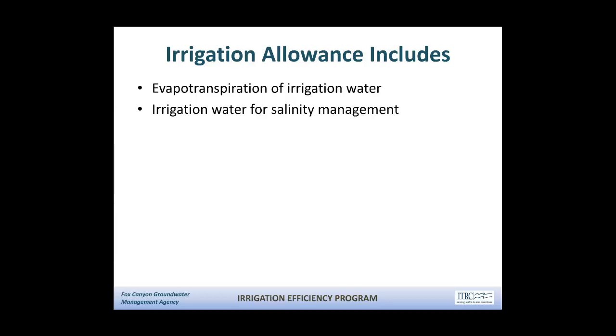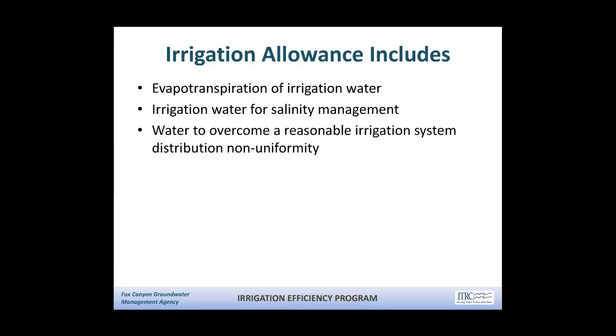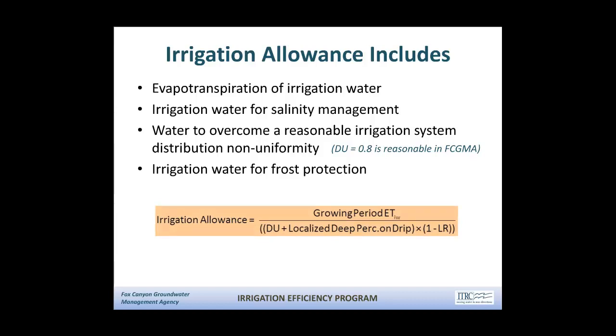The irrigation allowance also takes into account the water needed to overcome a reasonable irrigation system distribution non-uniformity. A reasonable uniformity value in the GMA is about 0.8. Additionally, the allowance includes any water needed for frost protection, which is the water that has to be applied during the winter when the plants don't necessarily need the water to grow, but the water is needed to keep the plants from freezing. This is the equation used to determine the irrigation allowance value.